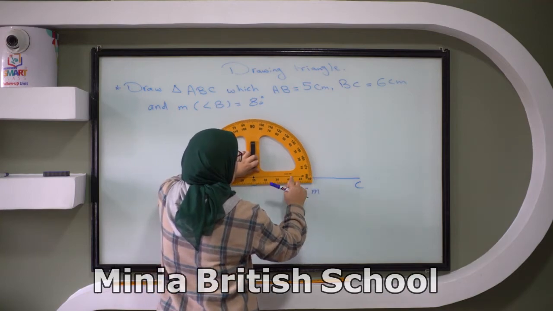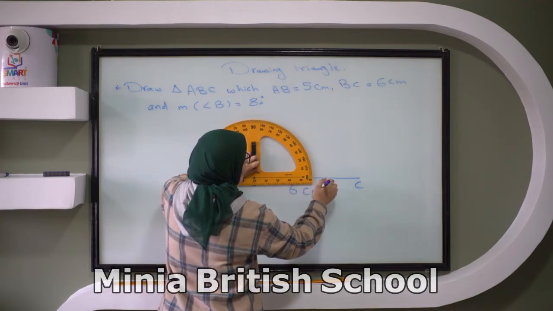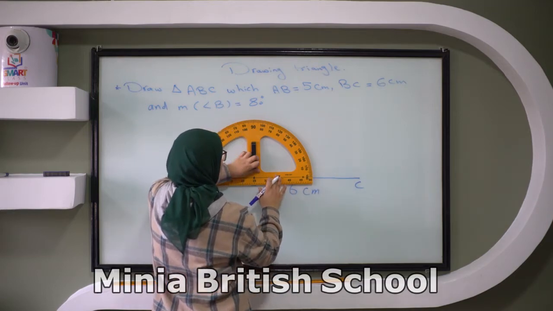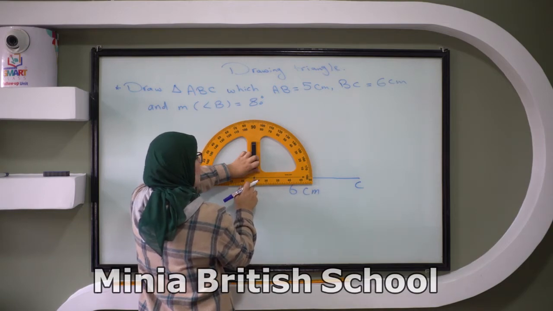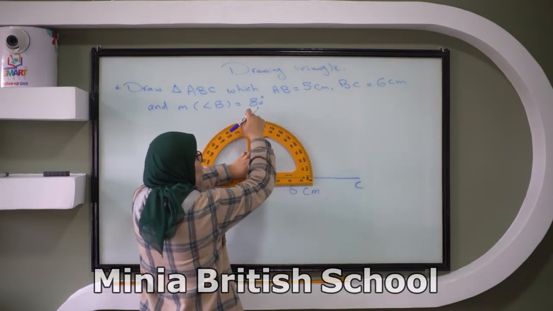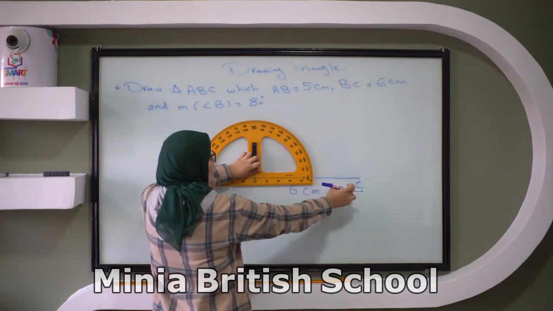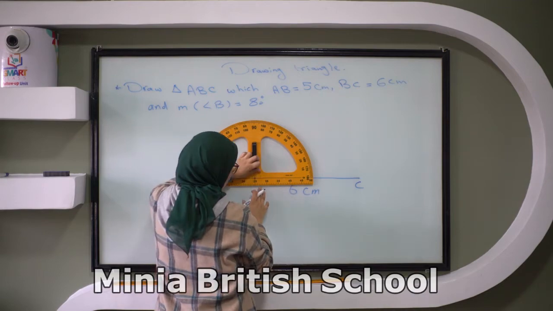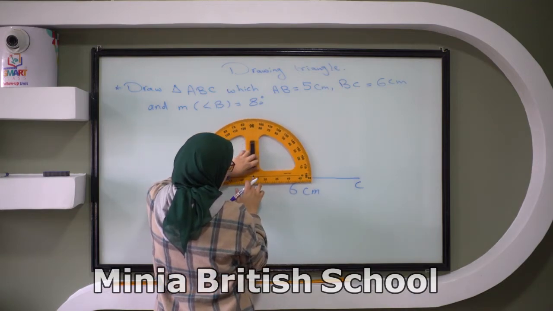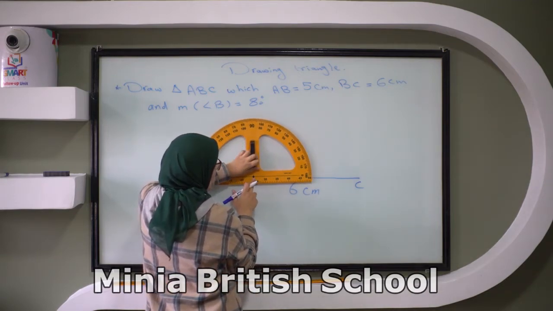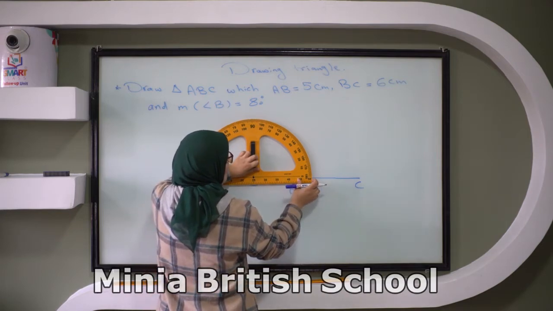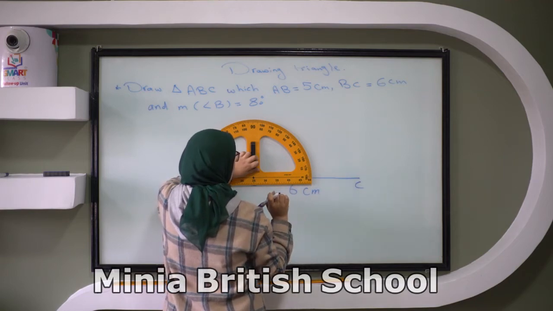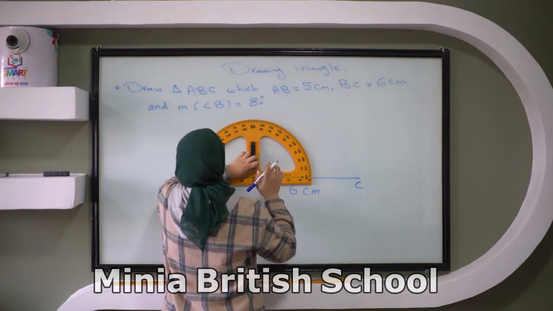Then this line, the line of zero, on the line above the line of what? The line of this side. Now, can I measure the angle? Yes. If the vertex is from here, you will measure from here, from the other side. If the vertex is from here, you will measure from the other side. The opposite always. So now, center of protractor on the vertex B, the line of the zero above the line of the side BC, then I will measure the angle.